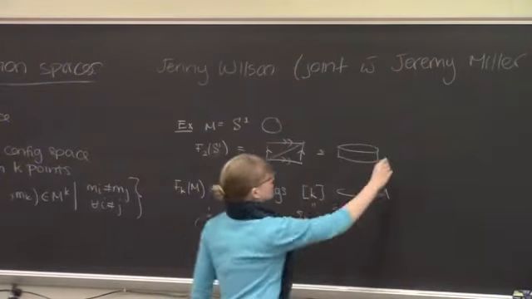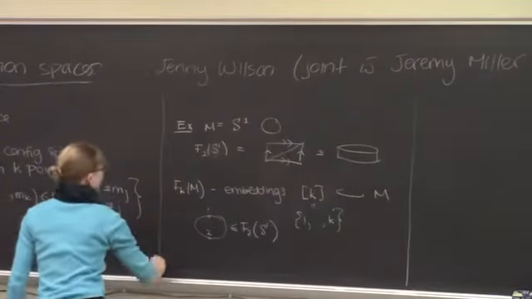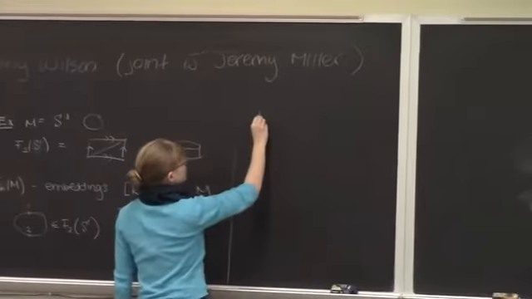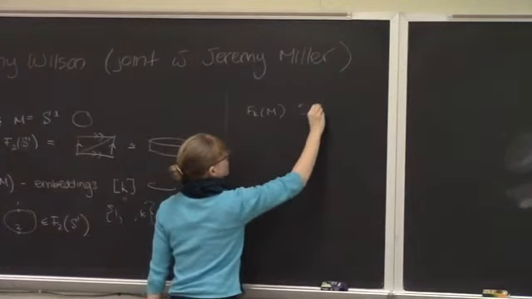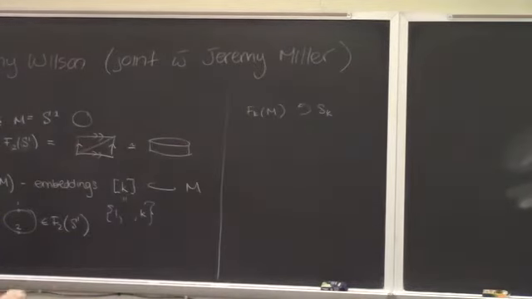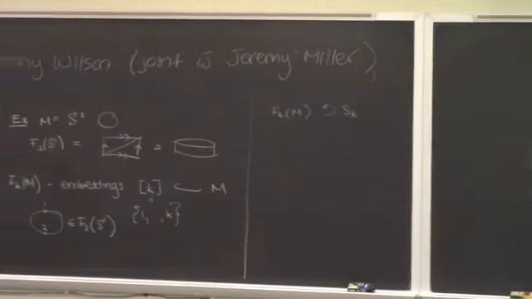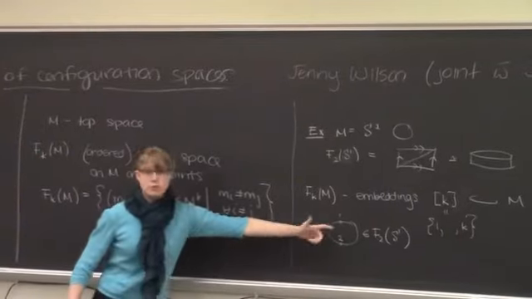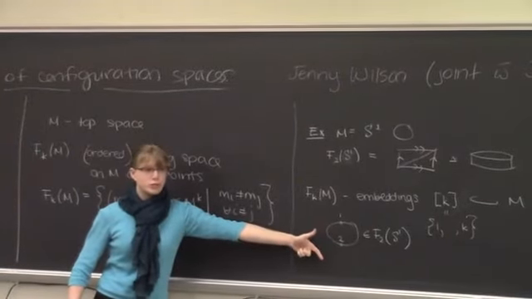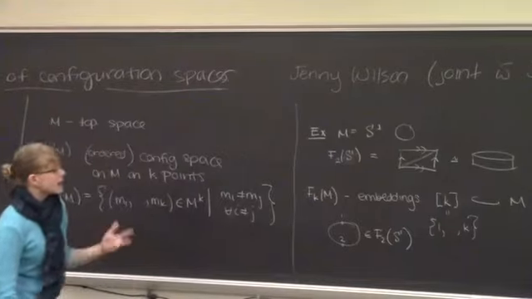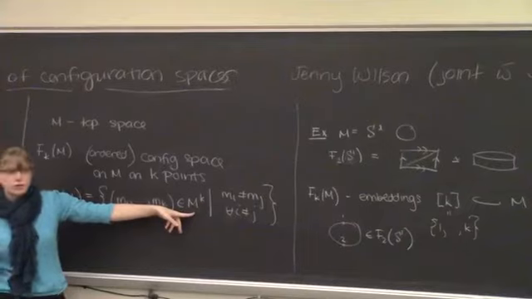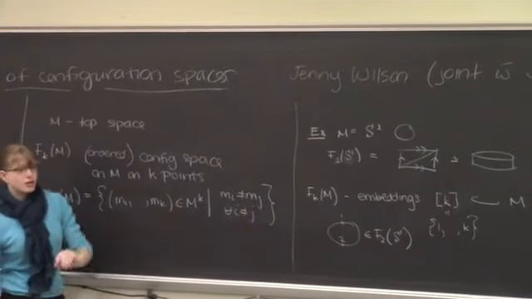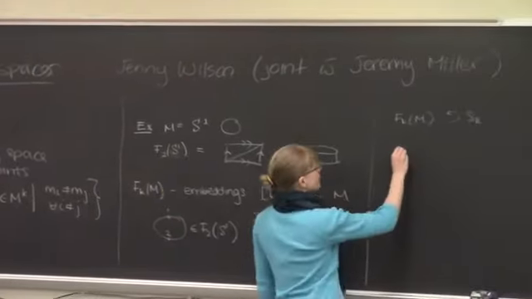So these ordered configuration spaces come with an action of the symmetric groups. The symmetric group acts by permuting the k-tuples, equivalently by permuting the labels on my distinguished points. And this is a free action. We've deleted precisely those points in the Cartesian product that would have had non-trivial stabilizers under this action. And so we get a nice covering construction.